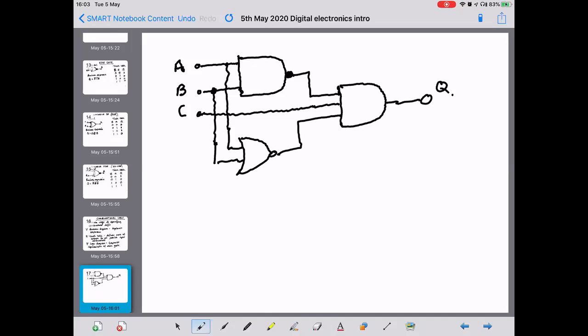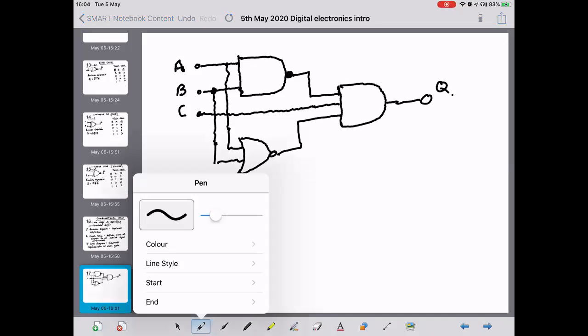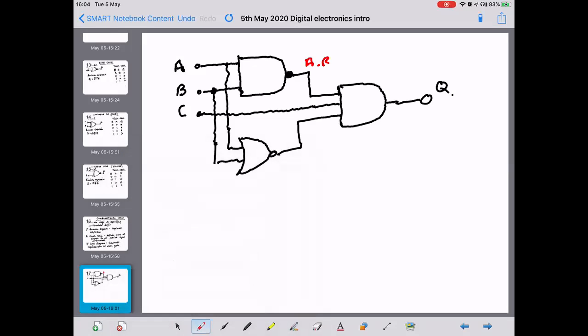Now, if we start to think about Boolean expressions that we could put onto this diagram, I'll do them in red. This output here on the NAND gate would be A and B inverted. And this line here is just a straight C. And this line here is A or B inverted. Everybody understand that? Mostly. Yeah.